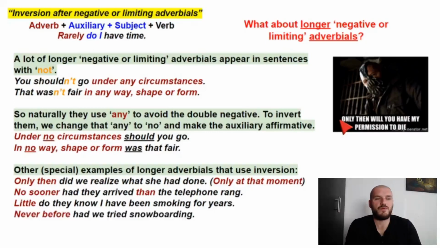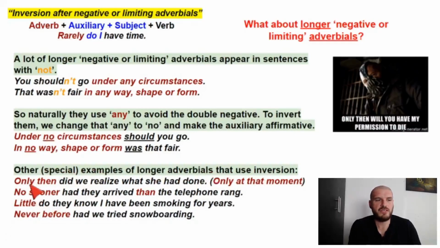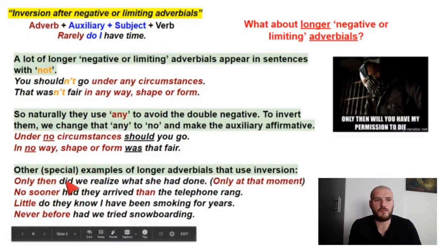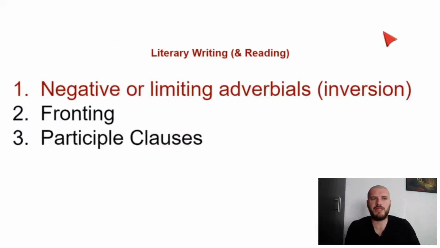Never before had we tried snowboarding. For example, that's another one that's quite common. Never before had we tried. So these are four more special examples of longer adverbials that use inversion. These ones are very common to see in this form. You remember in the first ones we looked at, it's much more common to see them in the regular form of subject, verb, object, and the inversion is actually quite rare, only in books. Well, in this case of only then, no sooner, little, and never before, it is actually quite common to hear them in this inverted structure. So that was negative or limiting adverbials, what's also known as inversion.